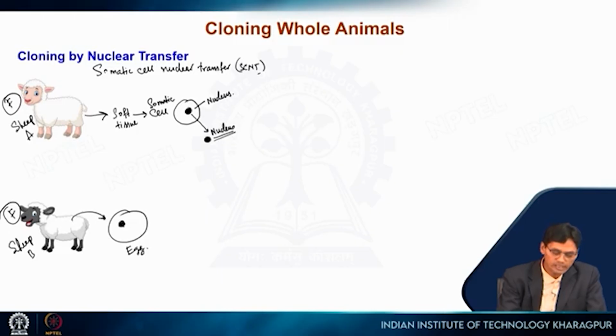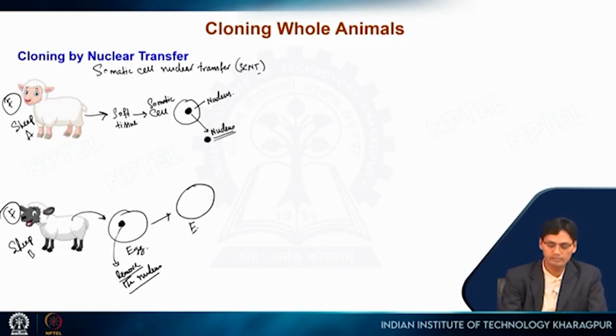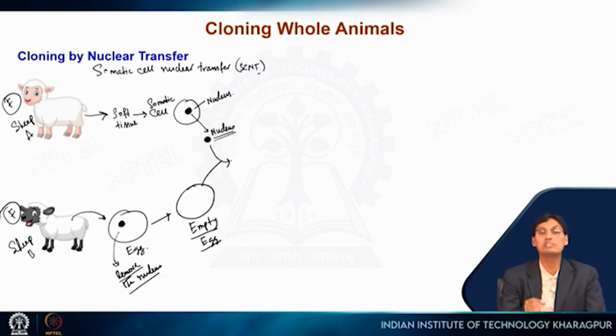So, we will be removing this nucleus. Nucleus is not required here. Remove the nucleus. Just take the empty egg. And now we will be fusing this together: the nucleus from the somatic cell, which contains the whole information, and the empty egg together.